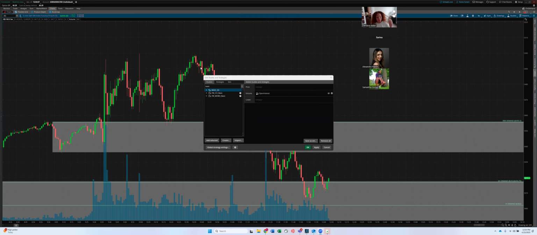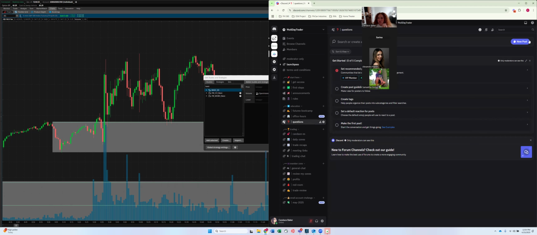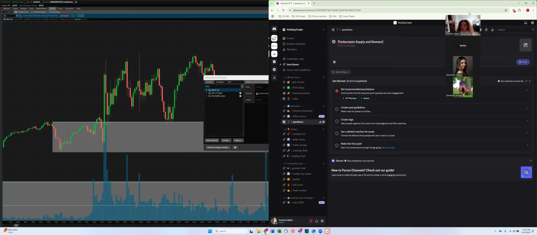Okay, so we'll also put it in the Discord. I'm gonna create a new channel in the Discord called, I don't know, additional. Trying to think, where can I put it so that it's always going to be there? I'll put it in the questions tab. New post. Thinkorswim supply and demand indicator. So when we click on the link, how do we manually add it to our Thinkorswim?